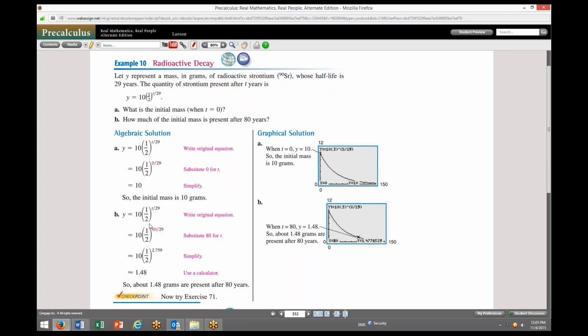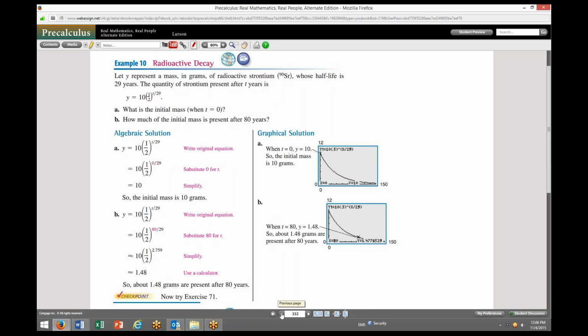So y equals 10 times 1/2 to the 80 over 29, which is roughly 2.759. Anyway, that comes out to about 1.48 grams. So having started with 10 grams with a half-life of 29 years, it goes away by half every 29 years. After 80 years, you're down to a little less than 1.5 grams. So that's how the half-life formula works.